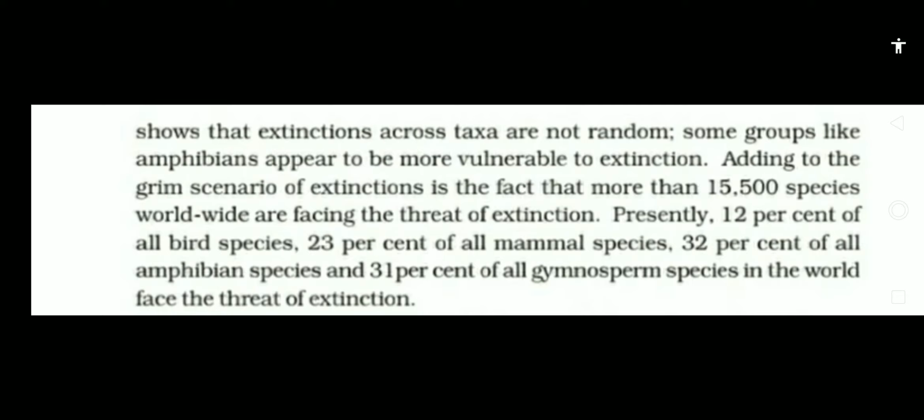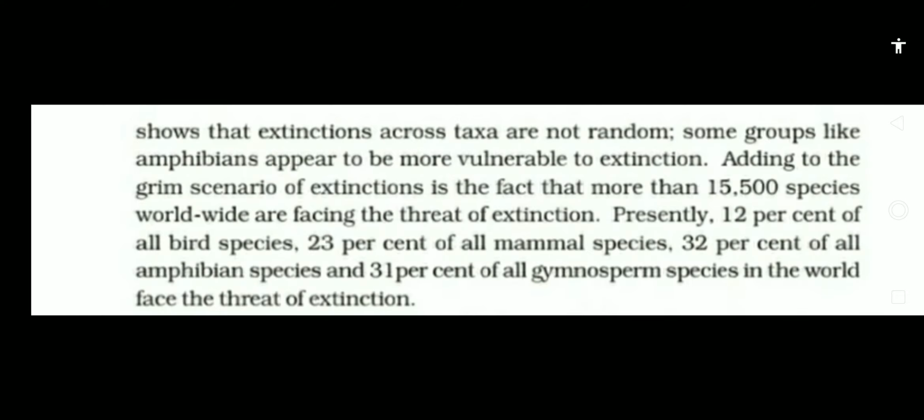Recently, 12% of the bird species, 23% of the mammalian species, 32% of the amphibian species, as well as 31% of the gymnosperm species worldwide are threatened. So this is the extinction of different species worldwide due to the loss of biodiversity.